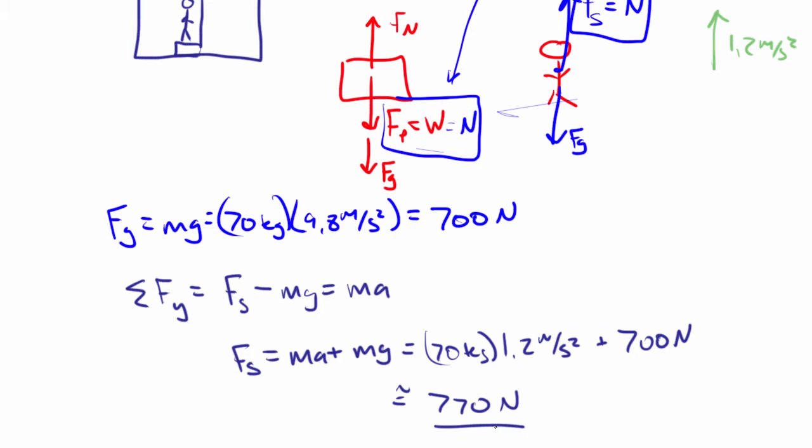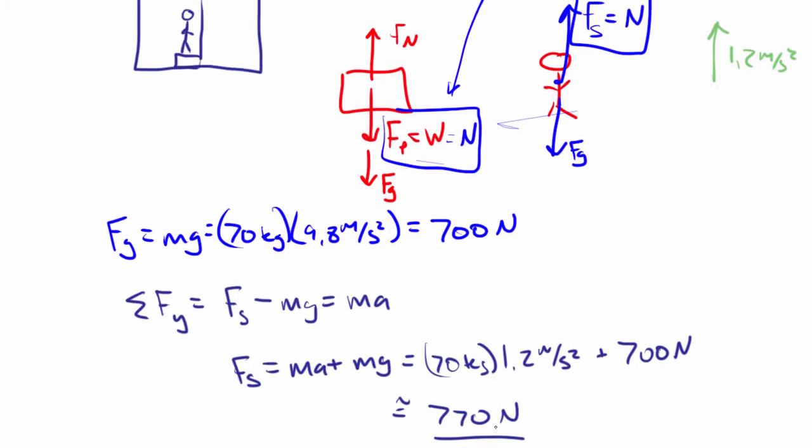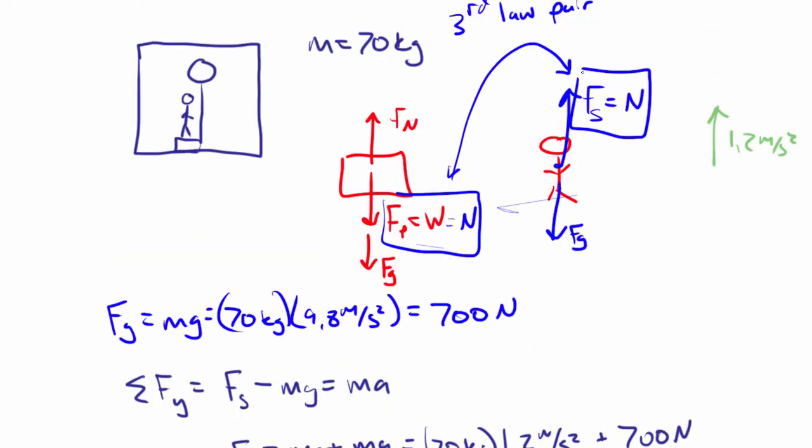Questions about this problem? Simple free body diagram, but complicated stuff going on here with these third law pairs and identifying what we actually want to solve for versus how we need to go about solving it. All right?